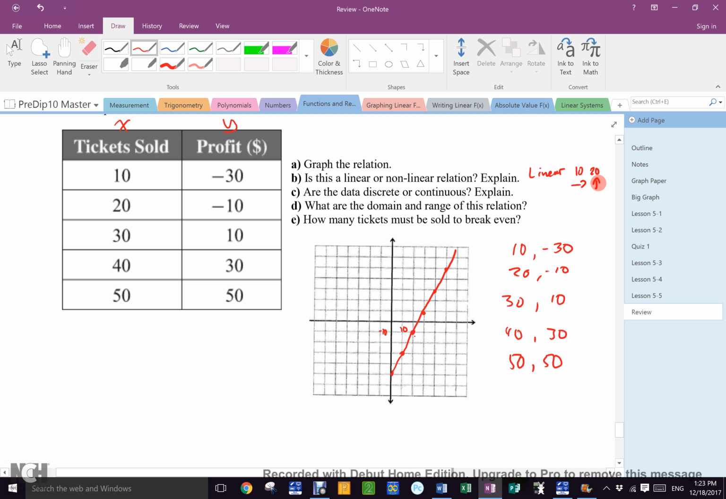Now, this is where we have the argument. It is discrete data, but depending on how you graph it, you may end up connecting the line. Does everybody understand? That is why I made such a big deal about what the data actually is, as opposed to what the data is shown as.